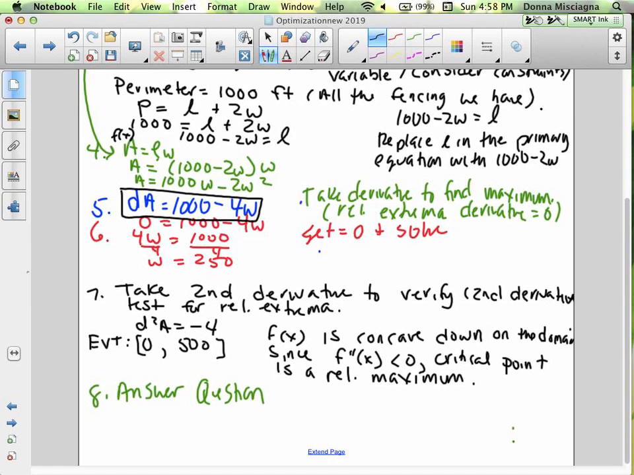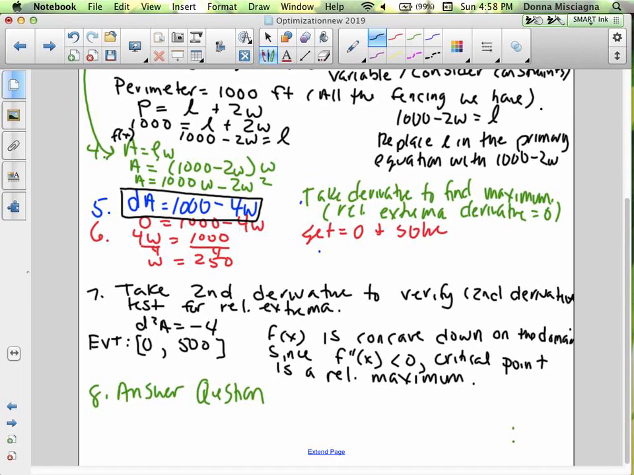You'd have all width, no length. Right? And then we have our critical point of 250. And we could check that by plugging that back into the original equation. As soon as we have a width, right? So let's answer the question.